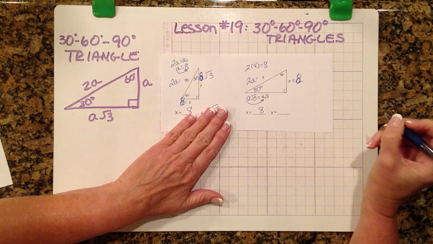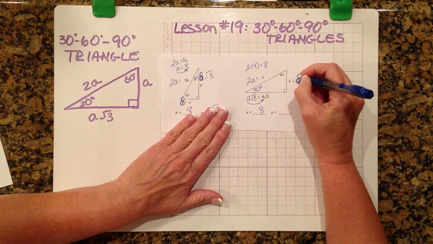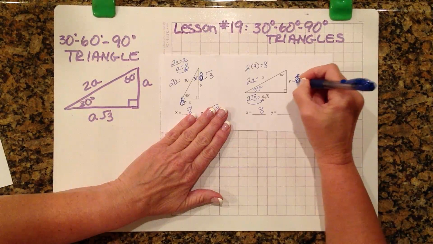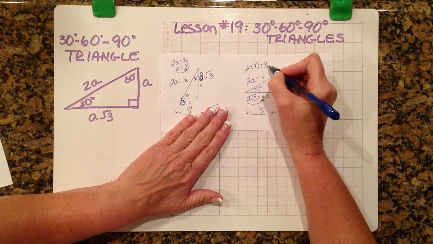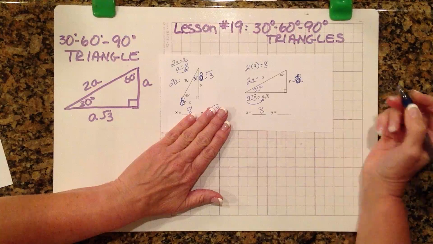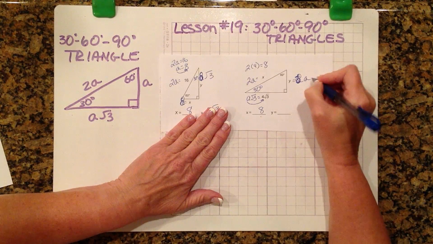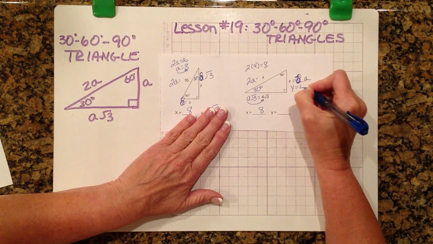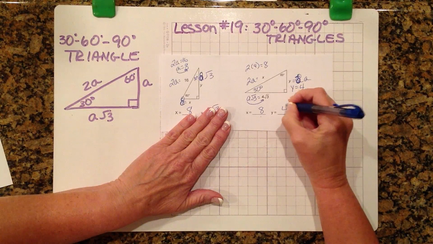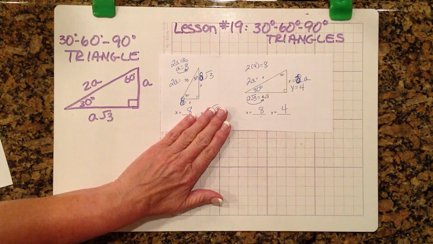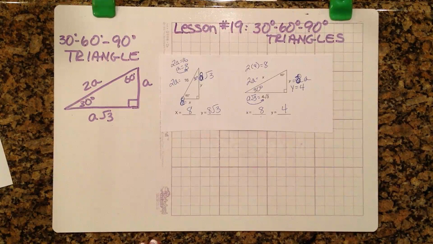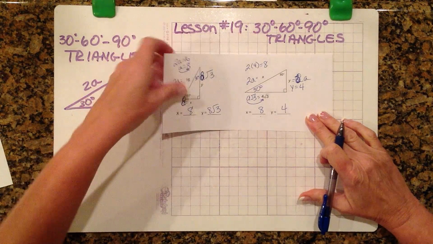I'm sorry, that's not right. A is 4. Let me change that. A is 4. So 2 times 4 was 8, and this is 8. Sorry about that. So Y would be equal to 4, not 8. That is going to be a 4 there. All right, that looks correct now.